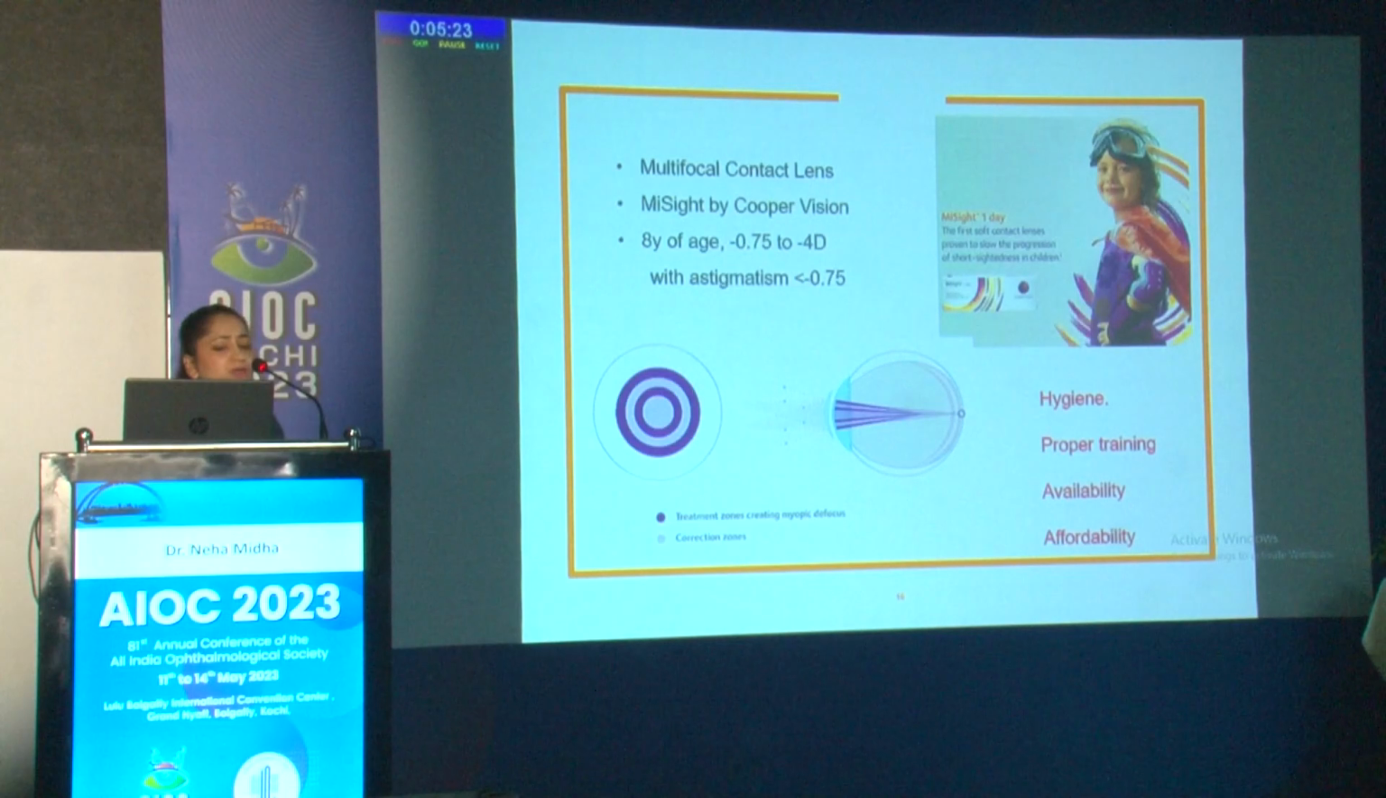Then moving to the more advanced methods are multifocal contact lenses, and one such commercially available is by Cooper Vision, that goes by the name of MiSight. Again, it is working on the same concept of correcting the hyperopic defocus. However, what are the limiting factors here? Hygiene issues. We need to teach the child very well. Availability in India is still a concern. People are getting it from outside who can afford it.